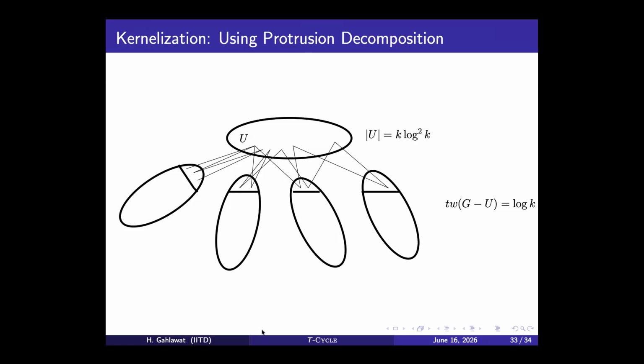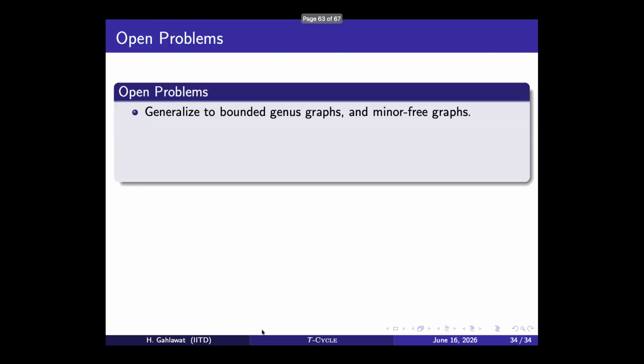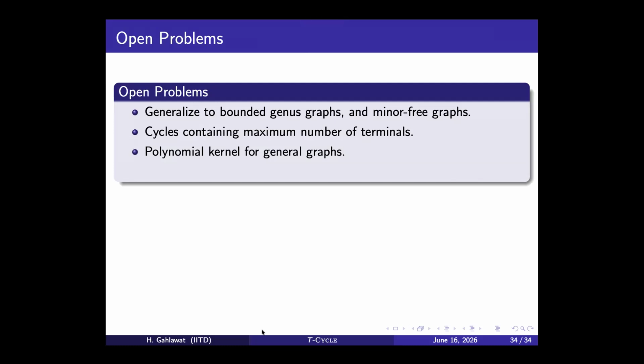The only thing to do now is that you do again the proto-regression decomposition in each of these components. And this is a trick, and this gives you the solution. So finally, the open problems: can you generalize it to bounded genus or minor free graphs? Or, let's say it's a no instance, can you give me a cycle that contains the maximum number of terminals? Or, of course, a polynomial kernel for general graphs and a deterministic algorithm for general graphs.